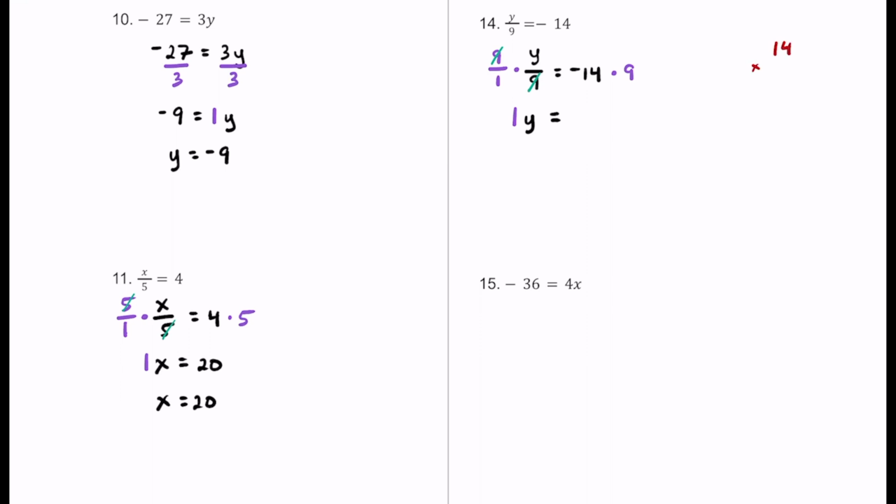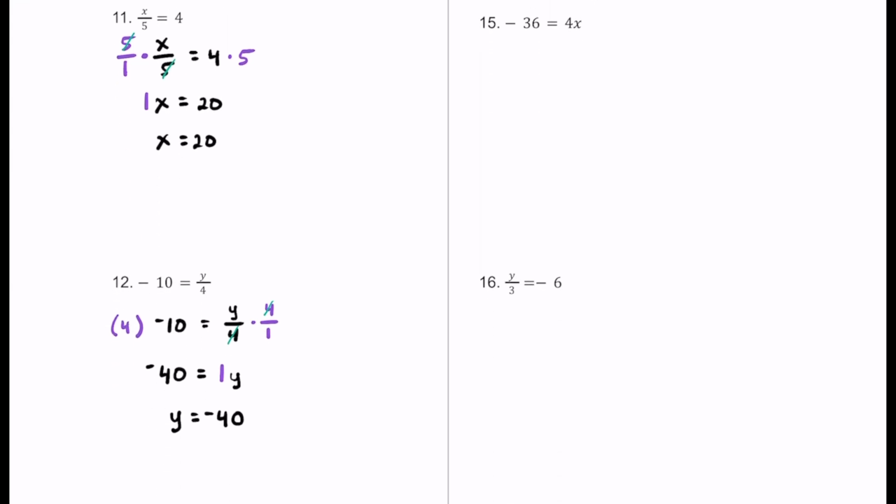So I'm going to go ahead and just write this out to be super clear. 9 times 4 is going to be 36. Carry the 3. 9 times 1 is 9 plus 3 is 12. So 126. So if 14 times 9 is 126, then the opposite of 14 times 9 is negative 126, or the opposite of 126. Drop that 1 and we have our answer of negative 126.